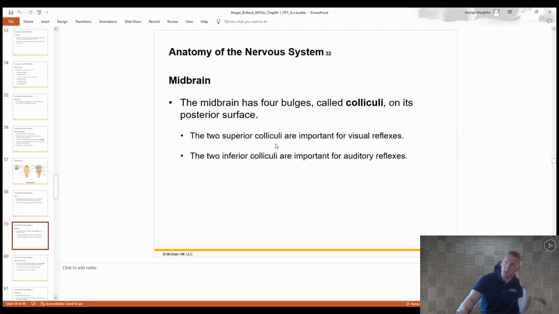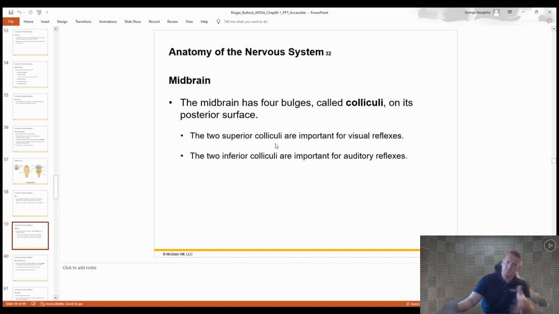We're kind of going up and down here, but the four bulges of the midbrain are known as the colliculi, okay? And those are mostly on the posterior surface. The colliculi are broken into anterior and posterior pieces. We have two anterior colliculi and we have two posterior colliculi.